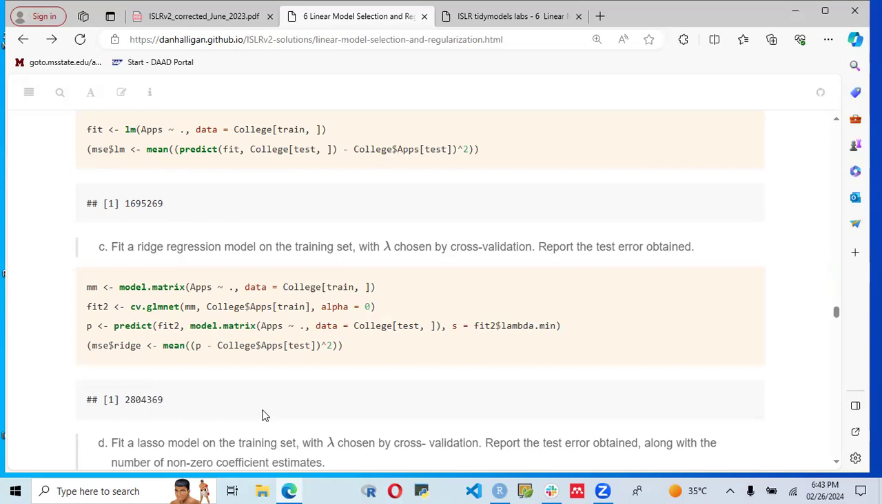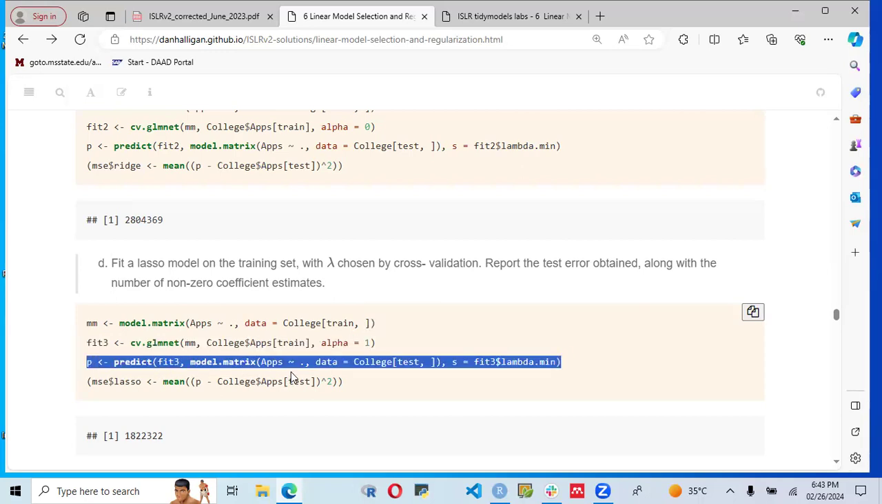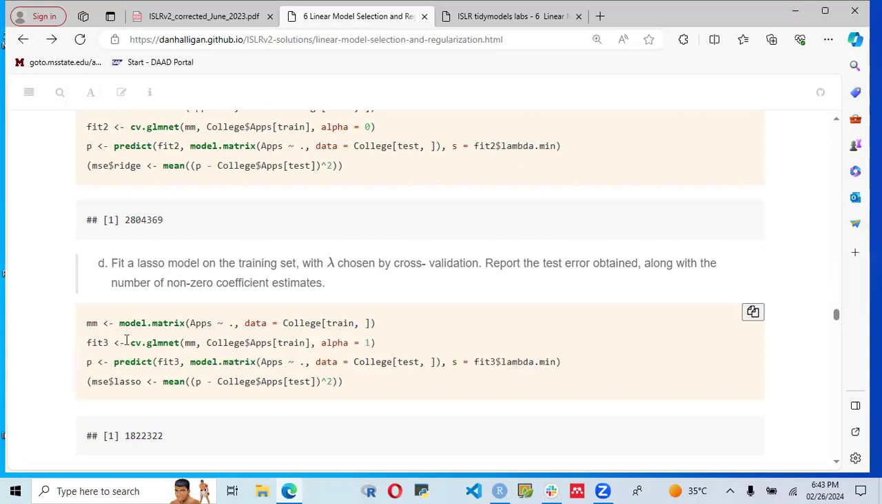Now they say we should fit a lasso model on the training sets with lambda chosen by cross validation, and report the test error obtained along with the number of non-zero coefficient estimates. So here we have the model, which was fit on the training data sets. We use cv.glmnet on the training data, then we predict on the fit, and this is going to retrieve the mean square error for the lasso. We can see that the mean square error for the test set is this.